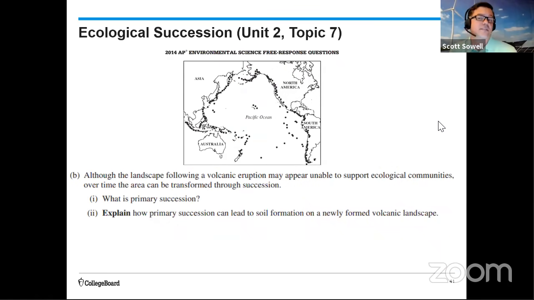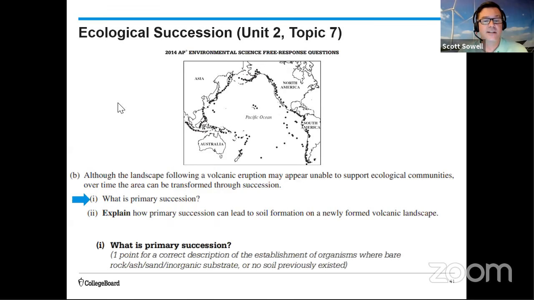So before we go into the details, I do want to point to a great place to practice this. This is the 2014 FRQ about the Ring of Fire and plate tectonics and tsunamis. But part of that really lends itself to what we're talking about today. It says, although the landscape following a volcanic eruption may appear unable to support ecological communities, over time, the area can be transformed through succession. The first part says, what's primary succession? And the second part says, explain how primary succession can lead to soil formation. So exactly what we're going to talk about today.